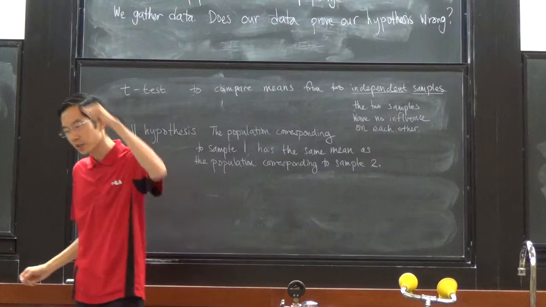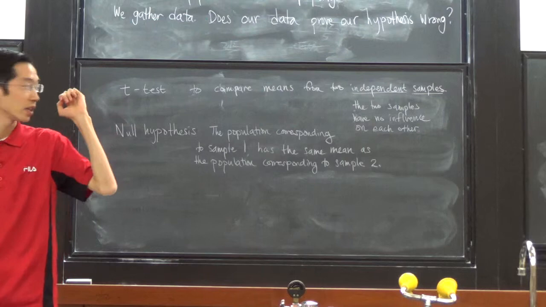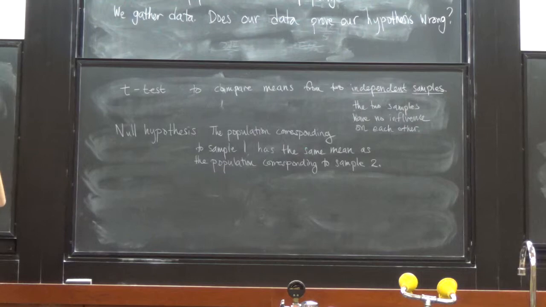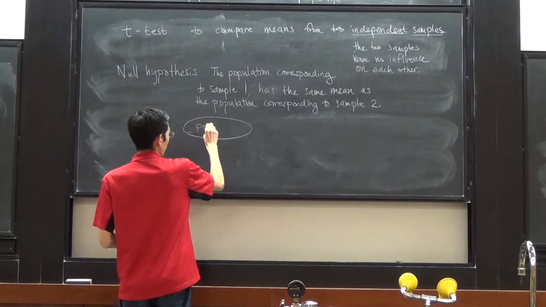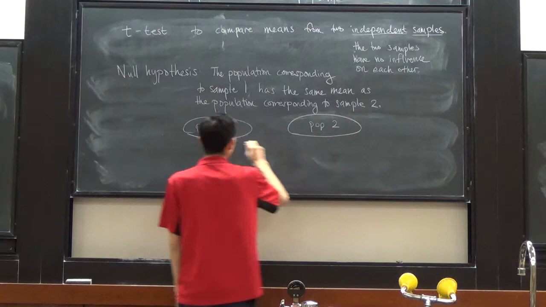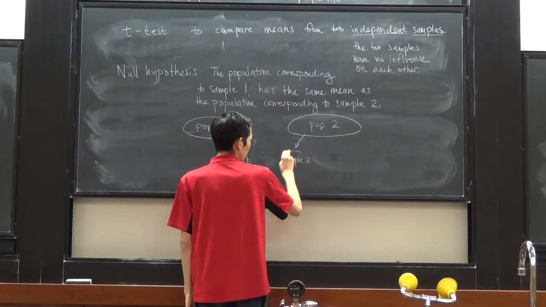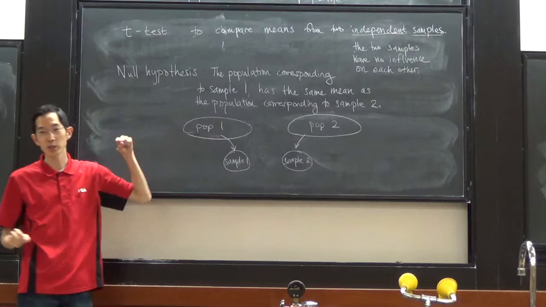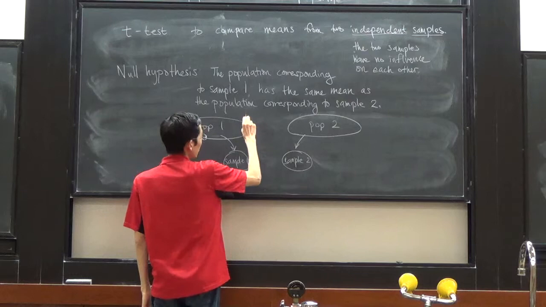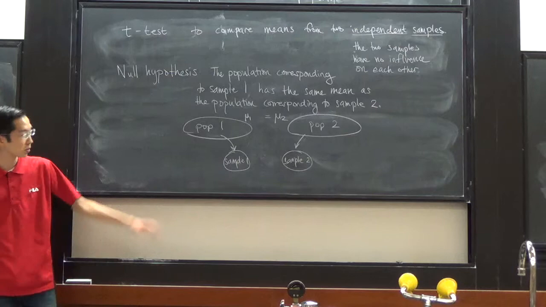So sample one comes from one population. Sample two comes from another population. And the null hypothesis says that those two populations have the same mean. Okay? So if you imagine our picture of population one, population two, from population one we draw a sample, sample one, and from population two we have sample two. We can only observe the samples, we can't observe the populations directly, but the null hypothesis says that the mean of population one is equal to the mean of population two. That's what the null hypothesis states.